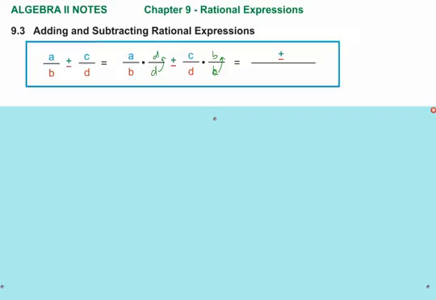Now we have that common denominator of BD, right? And we have now the left numerator of AD and the right numerator of BC. Just turned out that way. All right. AD plus or minus BC over that common denominator of BD. It's all about the common denominator.